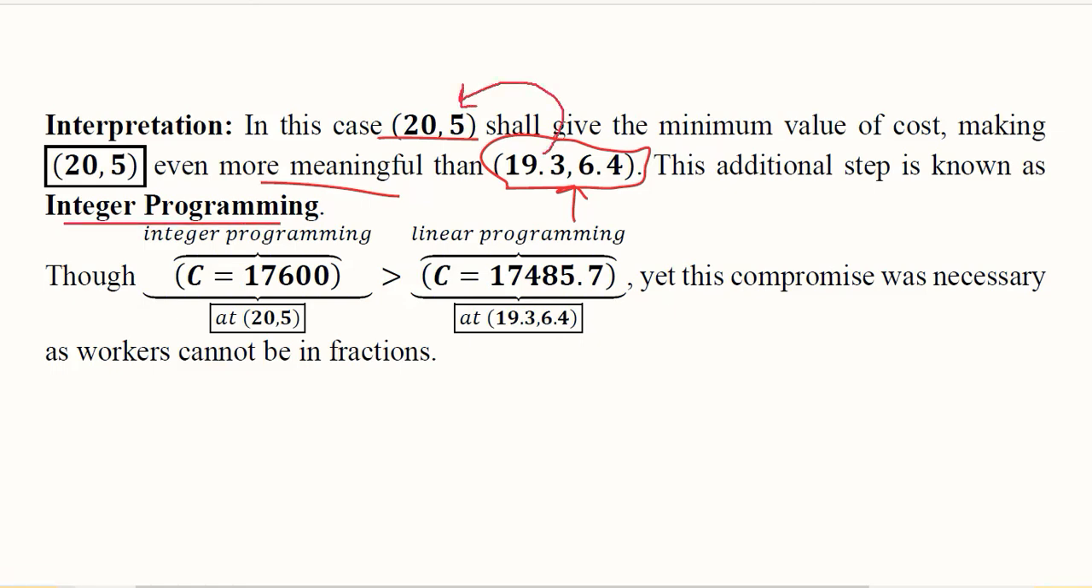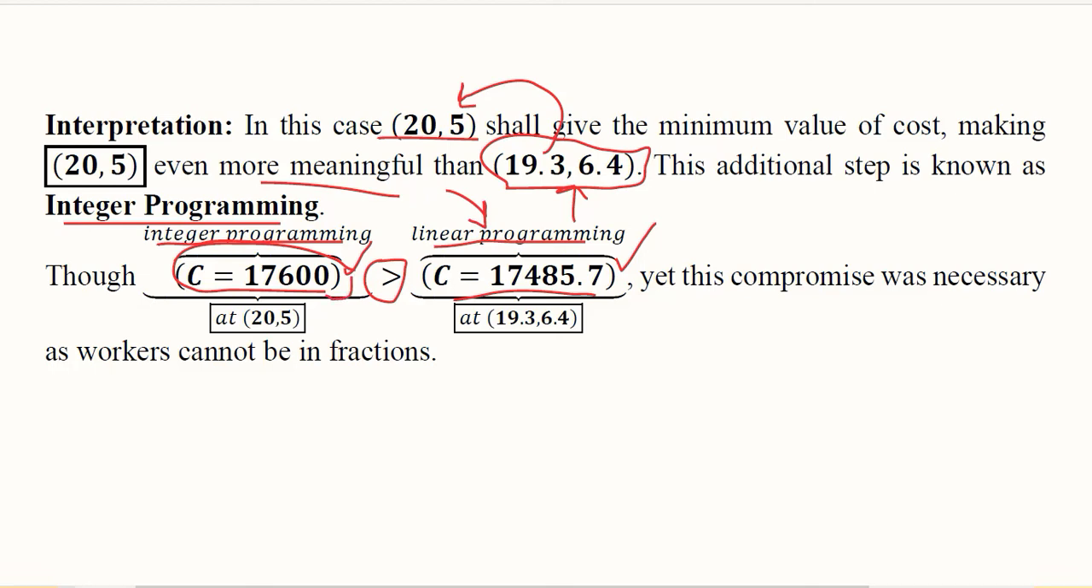We have used the integer combination, that is 20 and 5. When we use integer programming, we get this much of the minimum cost. When we use linear programming, it was this much. Here this minimum cost is greater as compared to the linear programming cost, which definitely is not a good thing, because we want the cost to be minimum, and here this minimum is exceeding a little bit.